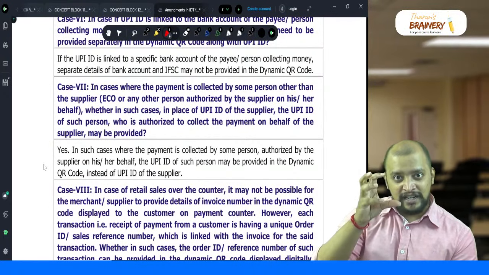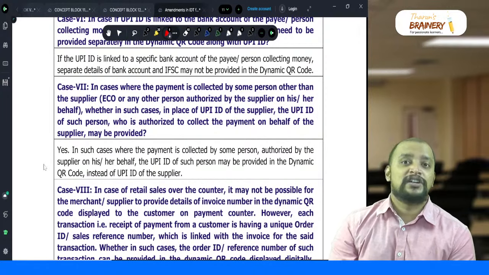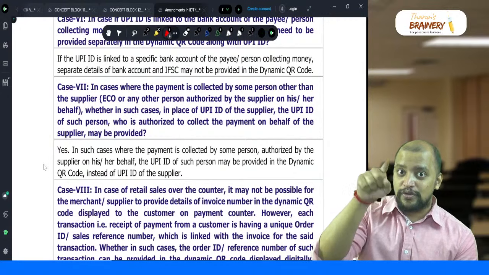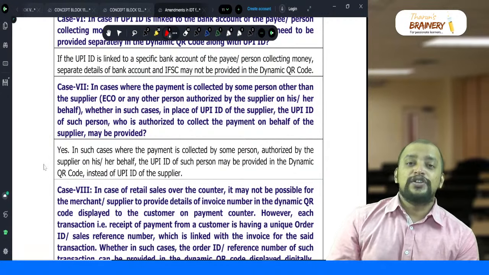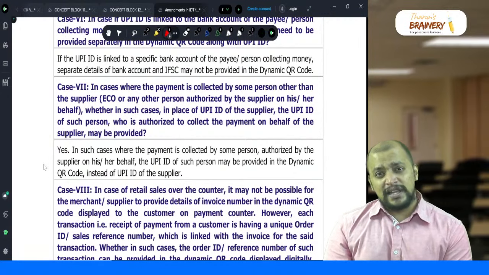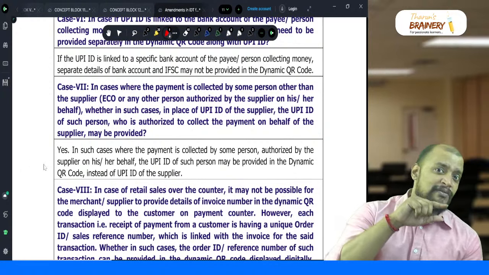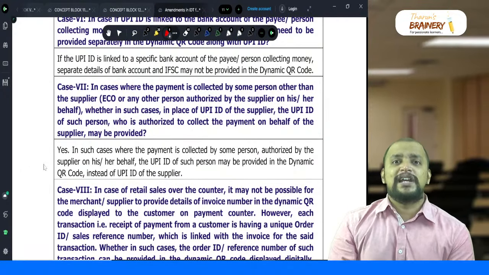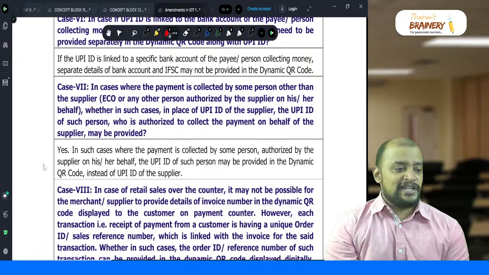Whether that person's UPI will be mentioned. The QR code is there. Next time onwards, whenever you buy anything from Dunzo, the QR code will come. Now, in this case, will the UPI ID of the supplier be mentioned, or Dunzo's UPI ID? Dunzo's UPI ID will be mentioned.